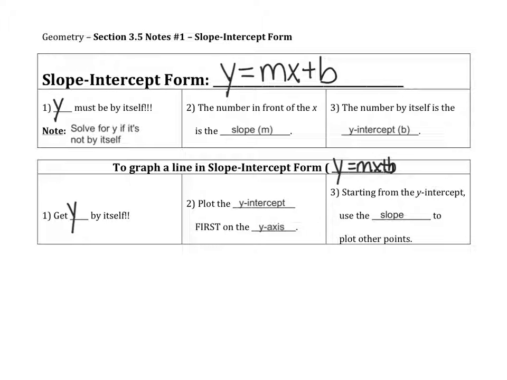Remember, you only need 2 points to draw a line, so once you plot the y-intercept, there's your first one, and then after you use rise over run with the slope to plot the second point, all you have to do is connect those 2 points. Let's look at some examples.